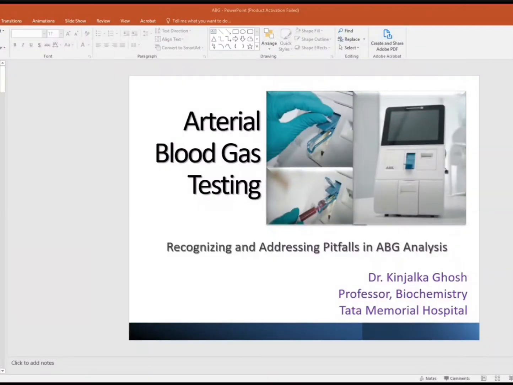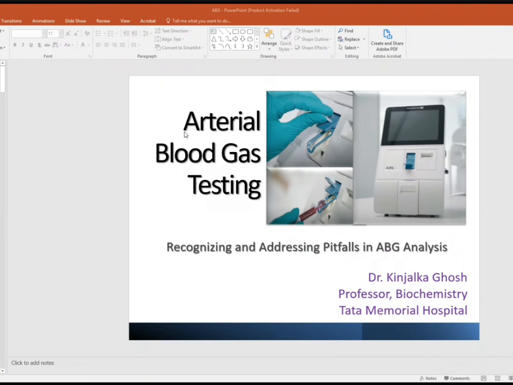This is how it looks. It has a probe where arterial blood is put in, and then it is measured. Principle wise there is not much. It is basically a potentiometric thing. There are electrodes which measure the various levels that are there. So principle wise you will not have much difficulty.